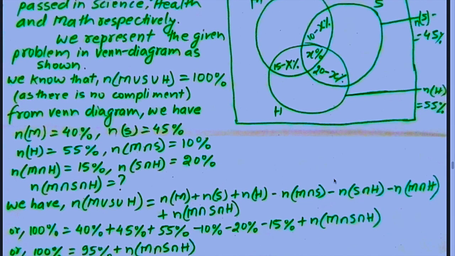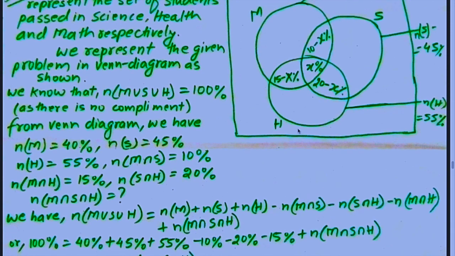Here we can let this be x. Only the intersection of S, M and H only is 15% minus x percent. Now, the intersection of M and S is 10%.